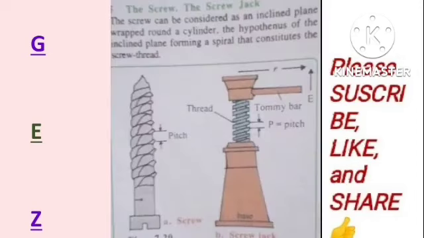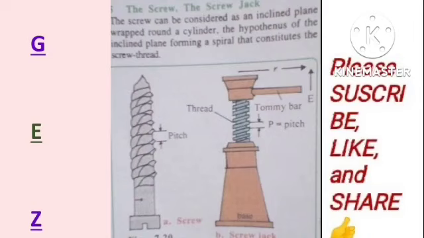The fifth type of machine we'll be talking about here is a screw, also known as a screw jack. Now the screw can be considered as an inclined plane wrapped around a cylinder. So that's how it looks, and the hypotenuse of the inclined plane forms a spiral that constitutes the screw thread.